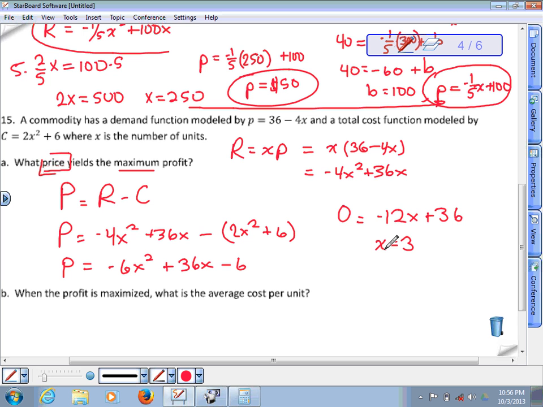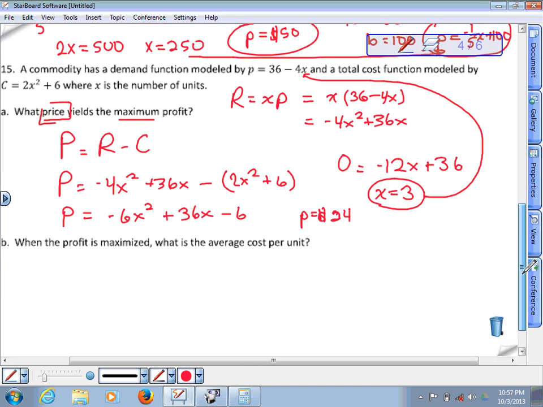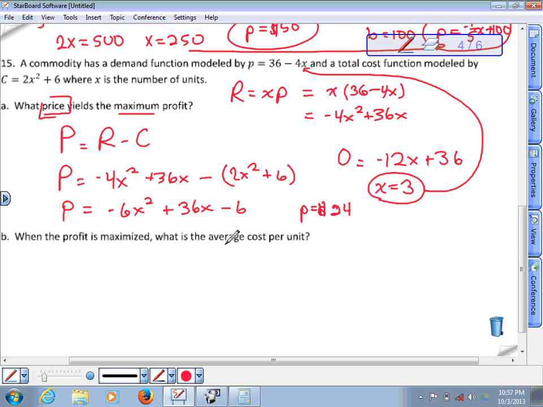What price is that? Well, if we plug a 3 into the price function there, 4 times 3 is 12. 12 from 36 is 24. So lowercase p, price, is $24. Now, what is the average cost?